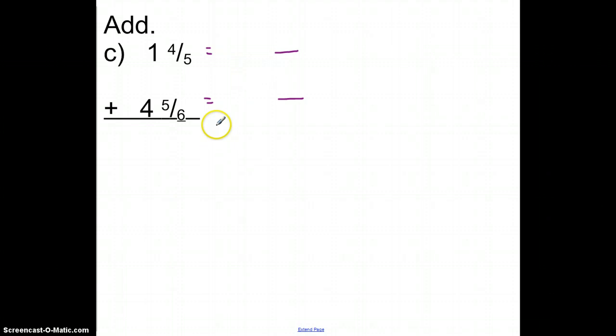Now notice I've skipped a space. I did that on purpose because I want to make sure that if I skip a space here, I have a spot to put the 1 and the 4 back in when I get all done. So if I look at 6 and 5, the first number that they both go into is 30. Which means to get from 5 to 30, I'd have to multiply by 6 on both the top and the bottom. So 4 times 6 is 24. On the bottom, to get from 6 to 30, I'm going to multiply by 5. So 5 times 5 is 25. And then I'm going to bring my 1 and 4 back over.